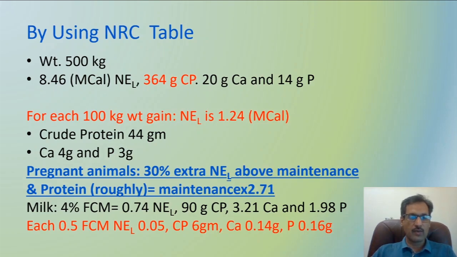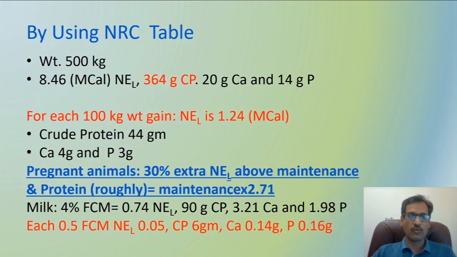Like here I have given the example of a 500 kg animal that requires 8.46 megacalories of net energy, 364 gram of CP, 20 gram of calcium and 14 gram of phosphorus. So if there is an increase of 100 kg of body weight gain, the animal will require 1.24 megacalorie of net energy. For maintenance, it requires 44 gram protein, 4 gram calcium and 3 gram phosphorus.